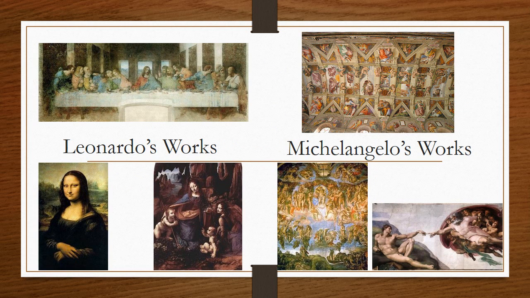Leonardo's works include Last Supper on the top, Mona Lisa on the bottom left. The bottom right is Virgin of the Rocks, his foremost early work. Michelangelo's works include the ceiling of the Sistine Chapel, which is shown on the top. The bottom left is Last Judgment, and the bottom right is Creation of Adam. These are 2 of the creation scenes featured on the ceiling.